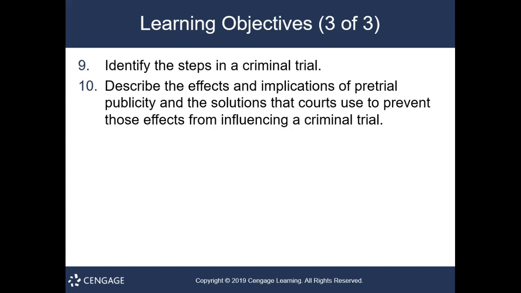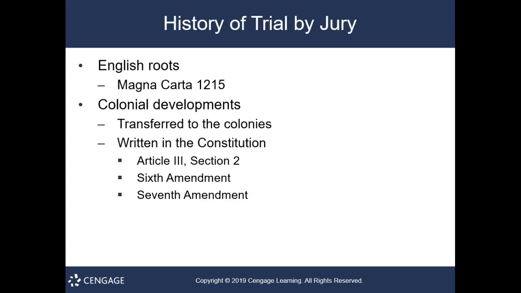We'll also describe the effects and implications of pretrial publicity and the solutions that courts use to prevent those effects from influencing a criminal trial. As you might suspect, when there's a lot of pretrial publicity, the real fear is that we may not be able to get a panel of disinterested, objective jurors because they have already heard a bunch of stuff going on out there in the world that may have also, if not consciously, then unconsciously made them think a certain way about the case. You can't have an unbiased juror when you have this kind of publicity out there. That's just the way it is. And so we'll see what that is when we get into it.